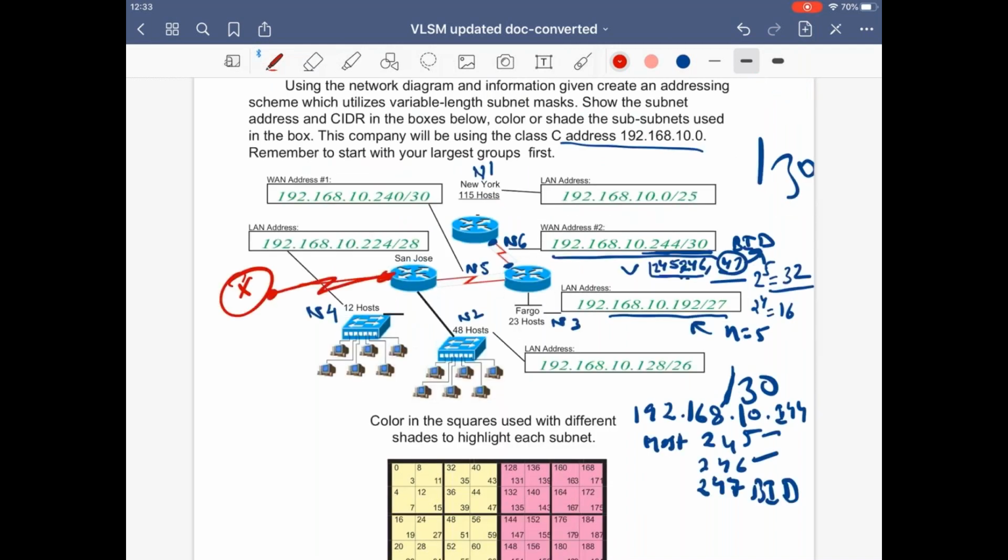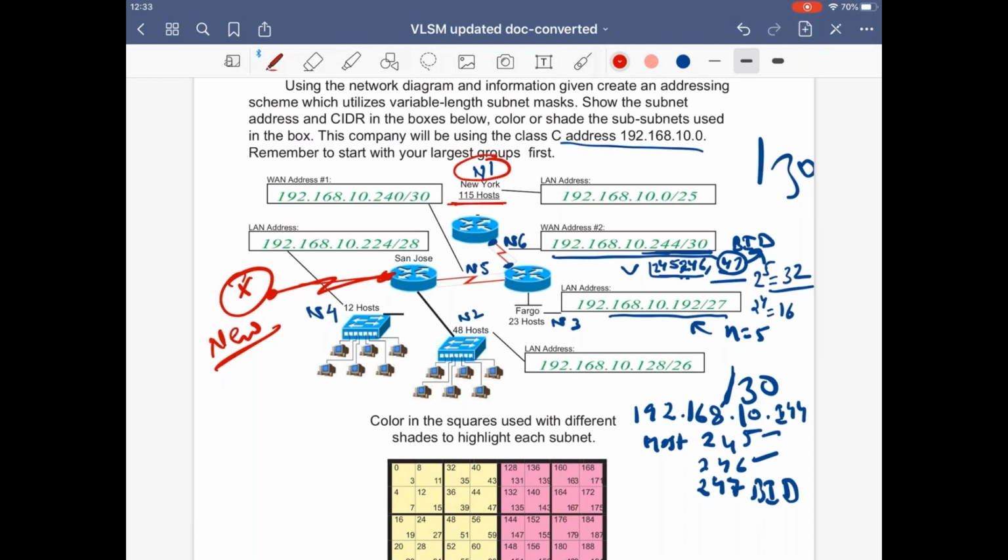Suppose we have to increase the number of hosts in some network, can we use that? Suppose we need more hosts to be added to the network, then what will we do? In N1, suppose from 115 we need 120 hosts tomorrow. New people have joined. Then what will we do?